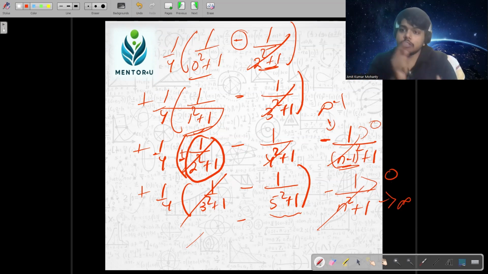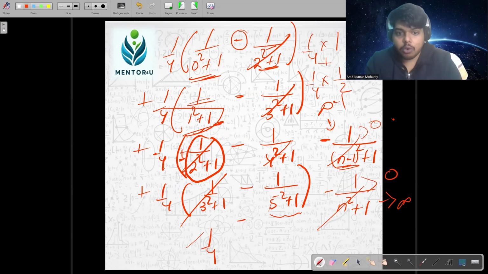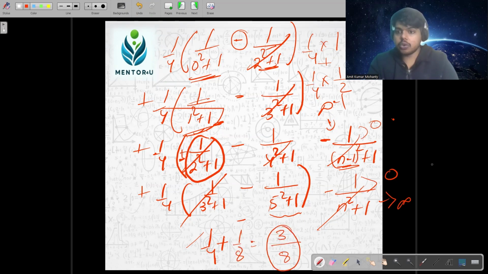Now, if I come to the first values, which are the two values that are remaining here? This value and this value. If I add them up, the first value is 1 by 4 into 1. And the second value is 1 by 4 into 1 by (2 square plus 1), that is 1 by 4 into 1 by 2. So the ultimate value is 1 by 4 plus, you can see, the next term is 1 by 8. If I take 8 as the LCM, it is 2 plus 1, which is 3 by 8. Clear? So the answer is 3 by 8. I hope you are able to understand.